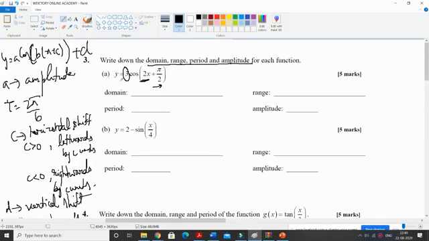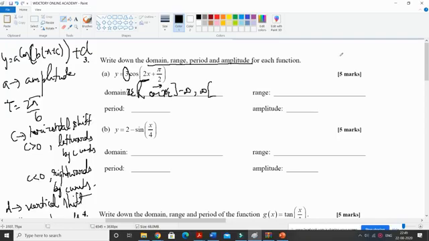Now in this particular question, 3 cos(2x + pi over 2), the cos function can take all values. There is no value where cos is not defined. So the domain will be all real numbers, or you can write minus infinity to infinity. So that's the domain. You can write x belongs to, because we say domain is x.